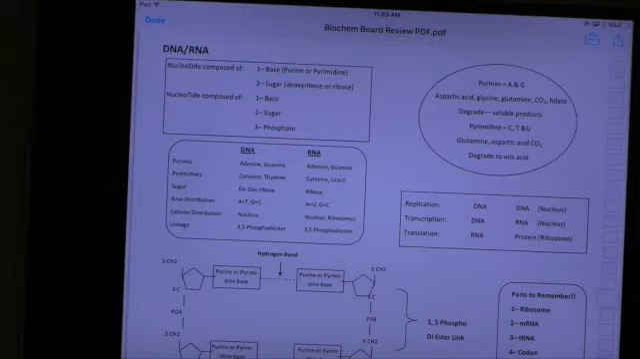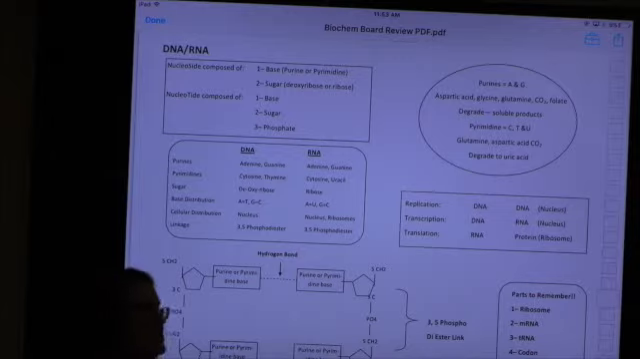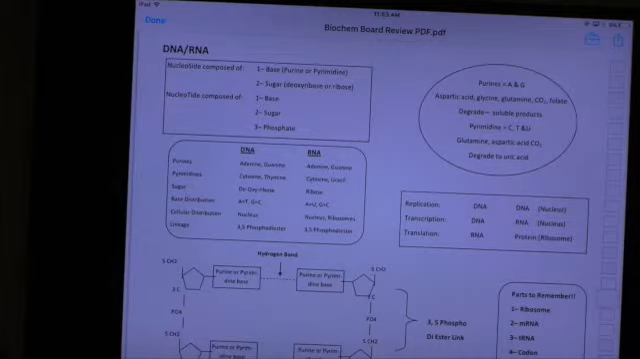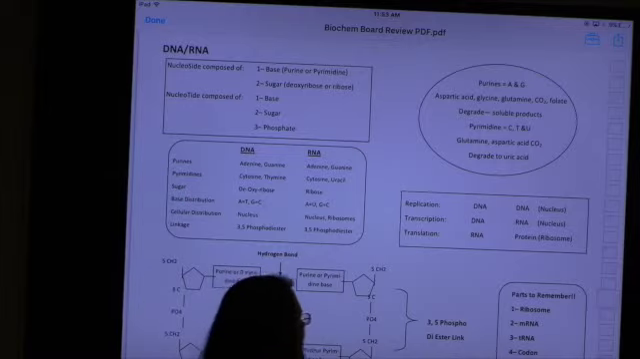All right. Let's talk about our conversion. So we talk about replication, we're going to go from DNA to DNA, right? We're just copying. Transcription, we're going from DNA to RNA, right? What about translation? RNA to protein. Make sure you know where these things are happening.